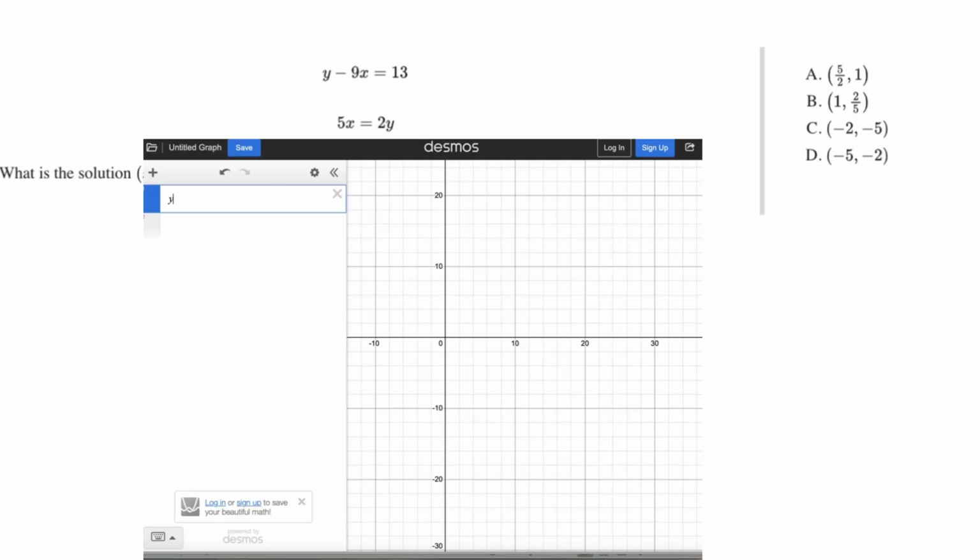So we have y minus 9x equals 13. Whoops. And then 5x equals y.